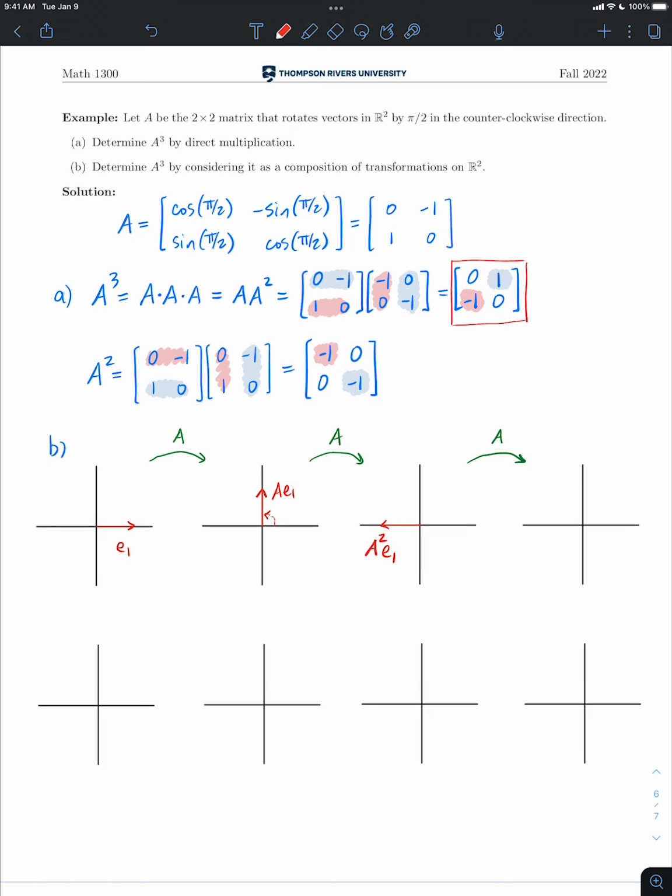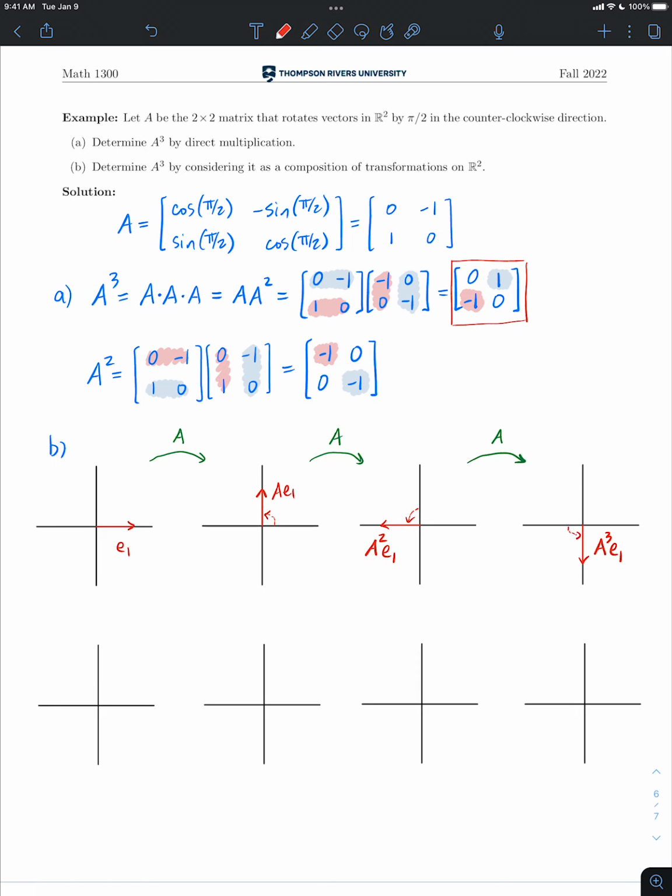So we've got A times E1. Now, I'll draw the rotation arrow as well. Okay, and then we're going to do it one more time. If I rotate it pi over 2 in the counterclockwise direction one more time, that's going to bring us here. And this is going to be A cubed E1, and that's going to be our third rotation.